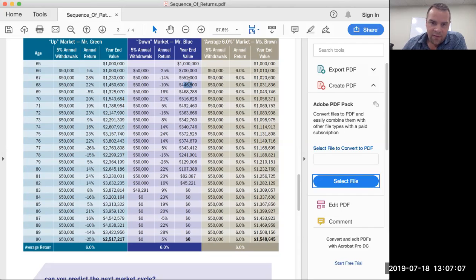50,000 of 552,000 on this second and third year here. That's 10% of the portfolio, even though we started with 5%. That percentage changed based on the balance that we had actually in there.